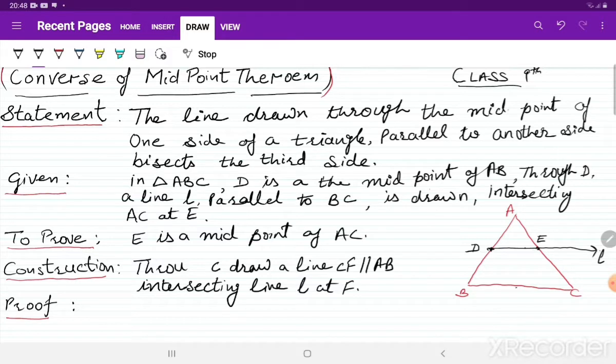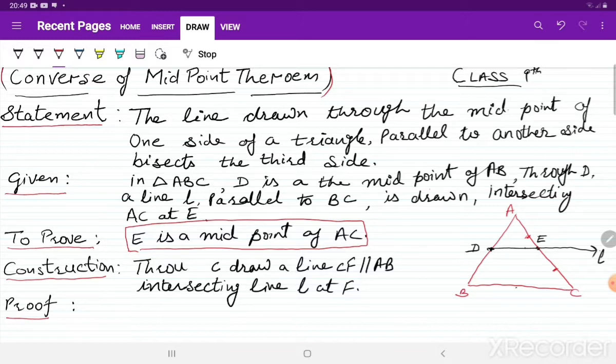That is, you have to prove E is a midpoint of AC. If E is a midpoint of AC, you have to prove AE is equal to EC. When we prove this, AE is equal to EC, then we can say that E is a midpoint of AC. So our focus will be on this, that we have to equate these two parts: AE is equal to EC.